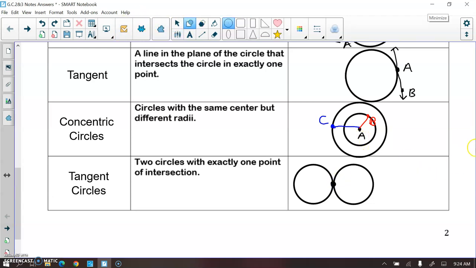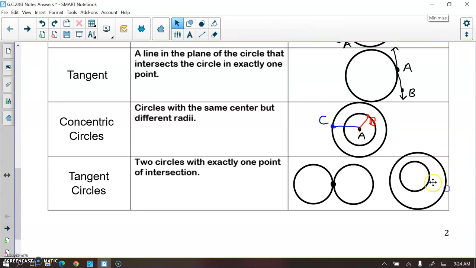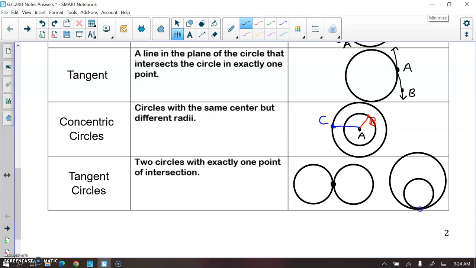Or it could look something like this, where the two circles intersect at one point just right here. So these are two different diagrams that show tangent circles.